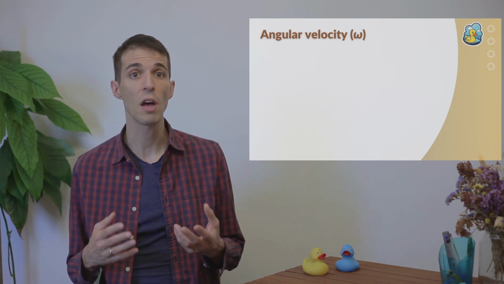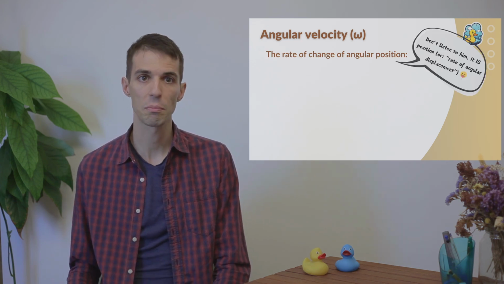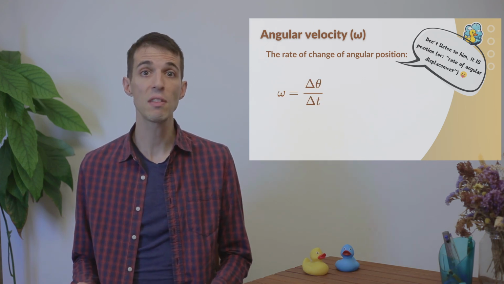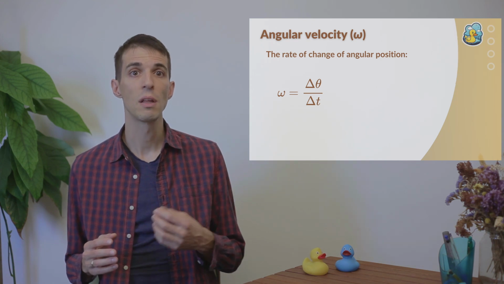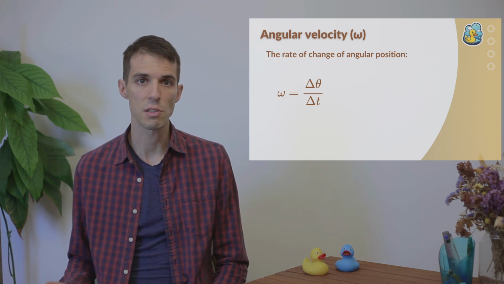Now let's talk about angular velocity, omega. Angular velocity tells us how fast something is rotating, and is defined as the rate of change of angular displacement. So angular velocity is the angular displacement, delta theta, divided by the time interval, delta t. In simple terms, it tells us how fast an object is spinning.